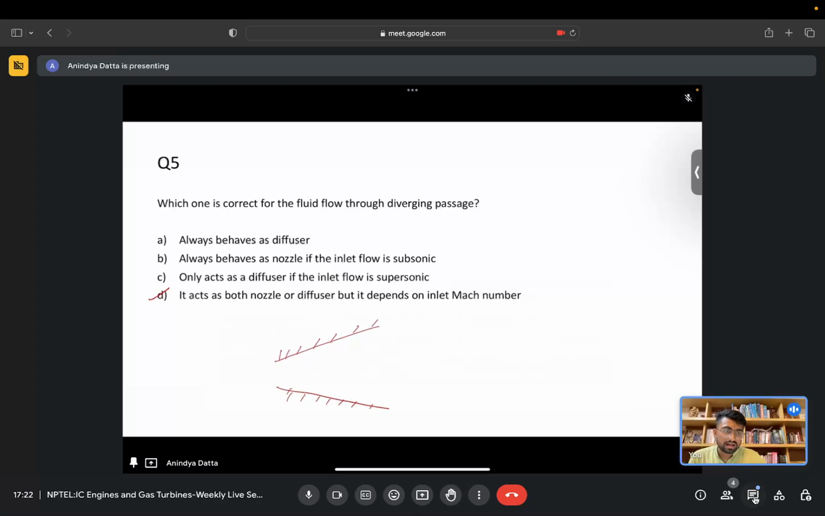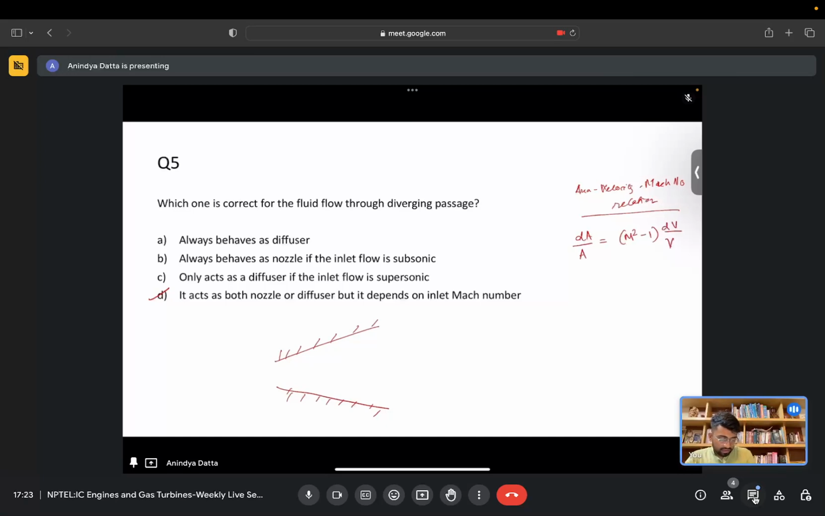So based on the inlet Mach number of the flow, that is whether the inlet flow is supersonic or subsonic, it can act as either a nozzle or a diffuser. For that we have the area velocity Mach number relation, which is dA by A, where dA is the change in area, equals M square minus 1 into dV by V.